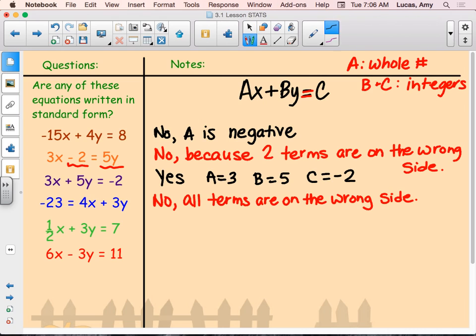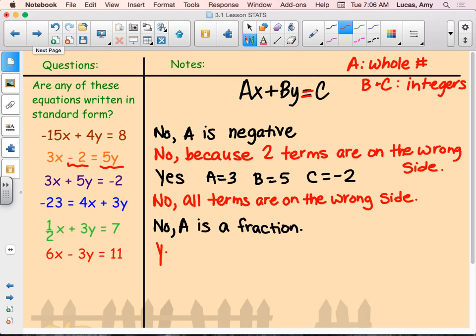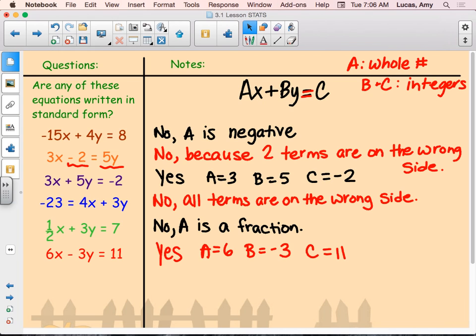The next one, no, because A is a fraction. Fractions and decimals are not whole numbers. And the last one, yes, this looks good. A is 6, B is -3, and C is 11. Okay, so that is standard form. Now we are going to be using standard form a little bit later today.